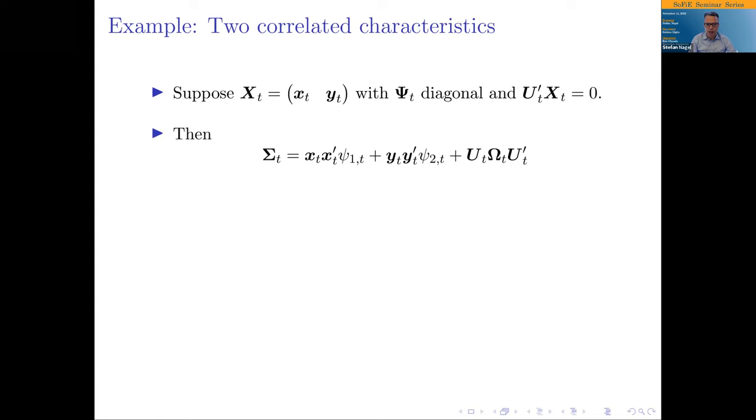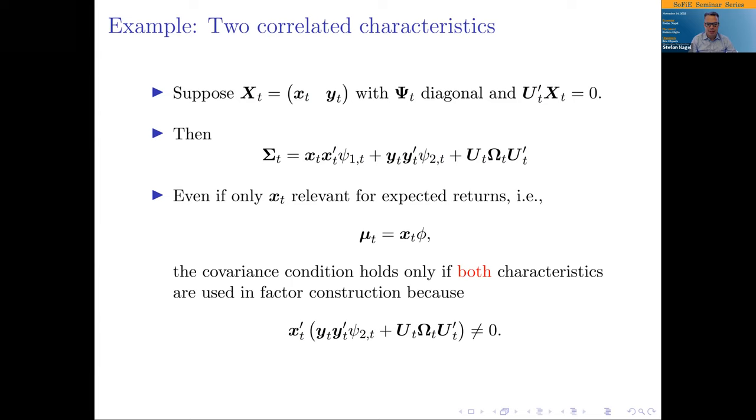So now we have the covariance matrix having two components, one related to X, one related to Y, and then some stuff that's left over in these U matrices, and the quadratic form related to this U matrix. Okay, and let's now make the assumption that only X is relevant for expected returns. So you can write conditional expected returns perfectly as a function of X.